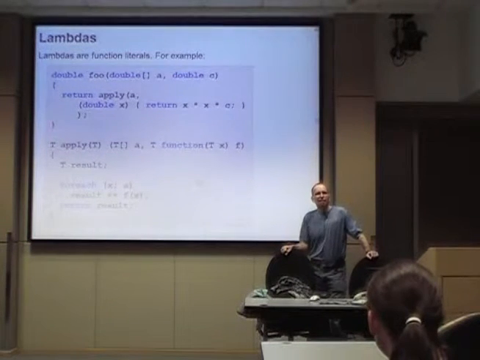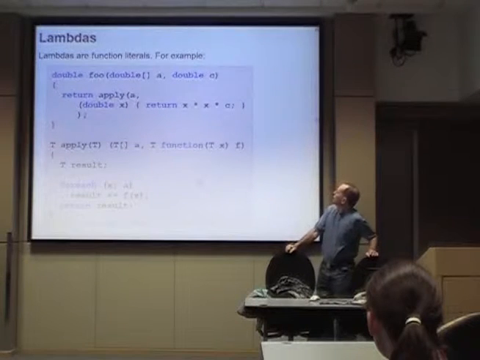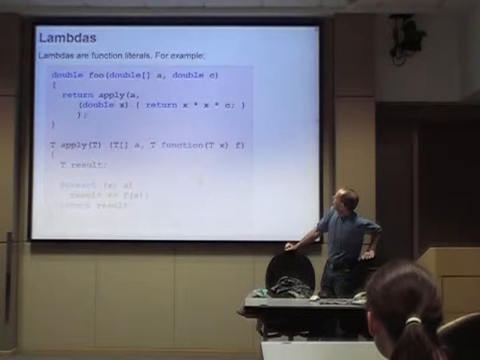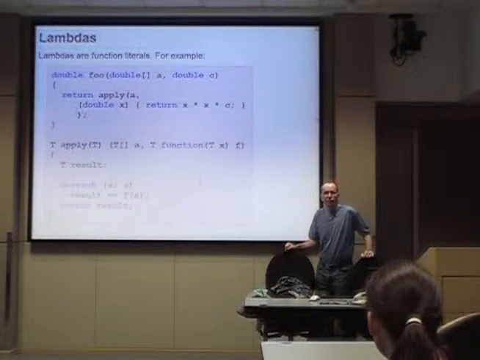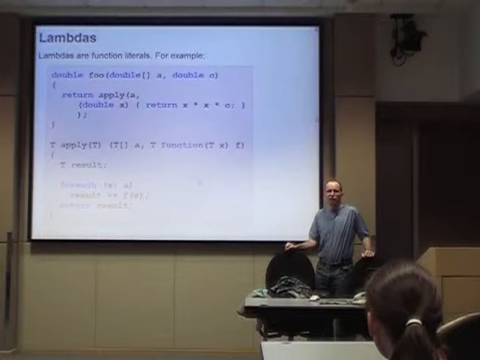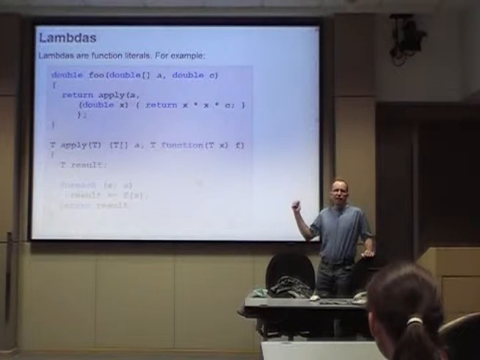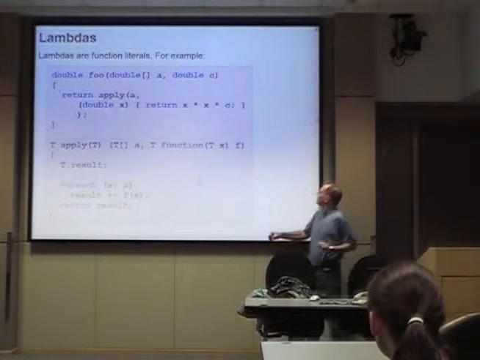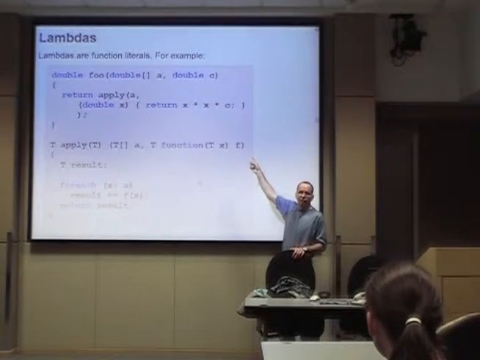Yes, sir? Is the lambda function's parameter C specified by reference or by value? How can you control it? It's by reference. A copy of C is not made. You can actually change C within that function.